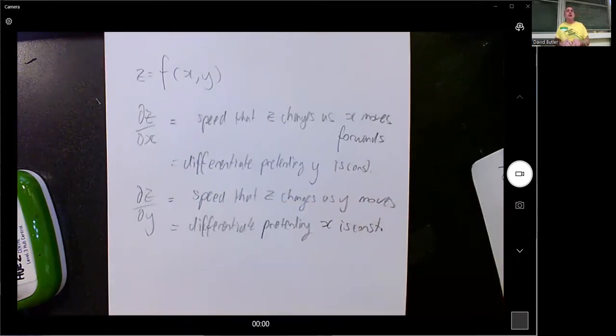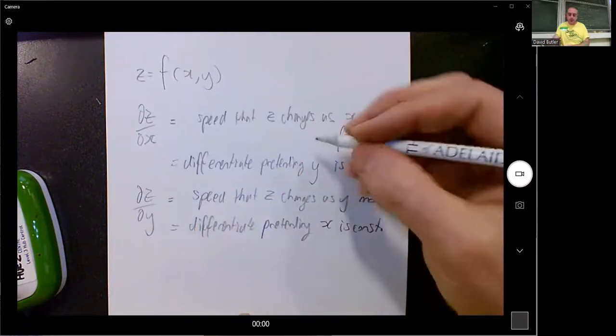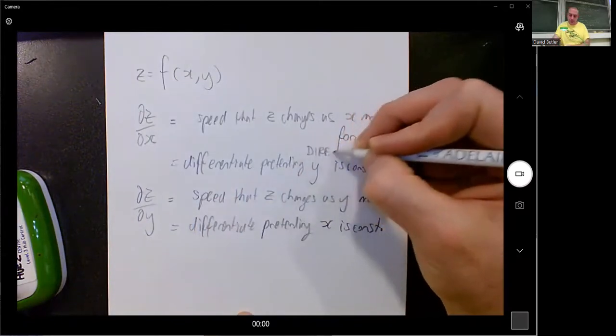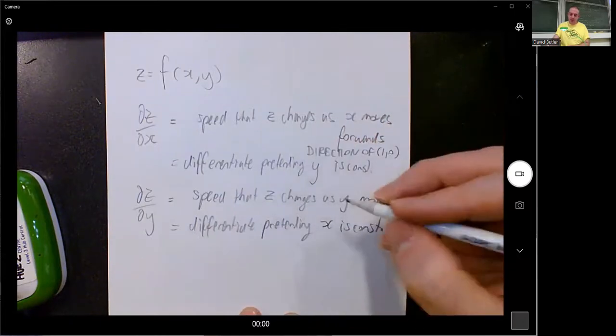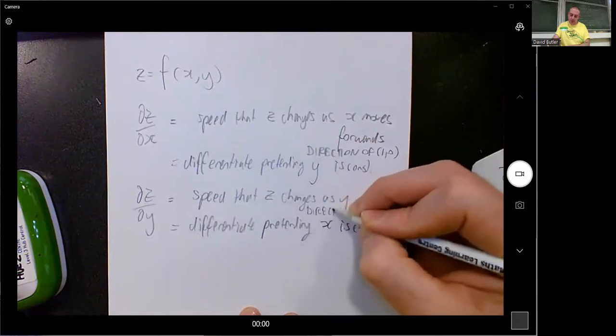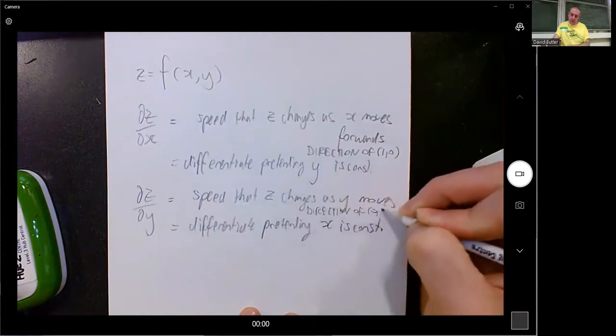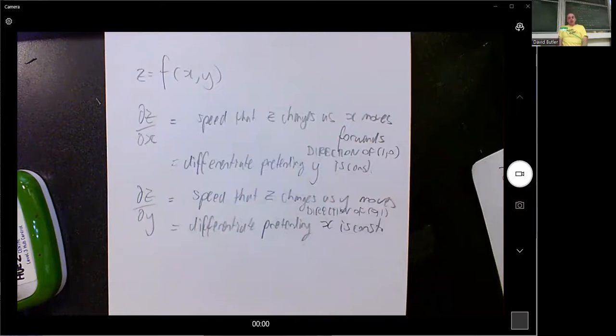And those both things are examples of directional derivatives. Because what you're doing when you, as x moves forwards, is to say that you're going in the same direction as the vector 1, 0. And this is the direction of 0, 1. And so these are examples of directional derivatives. And a directional derivative is the speed that z changes as x and y move in the direction of a particular vector.